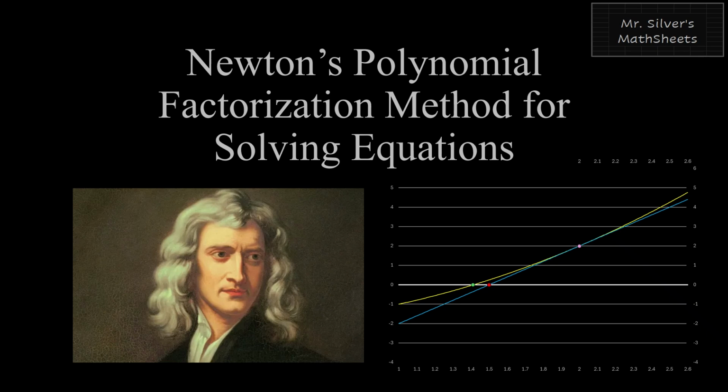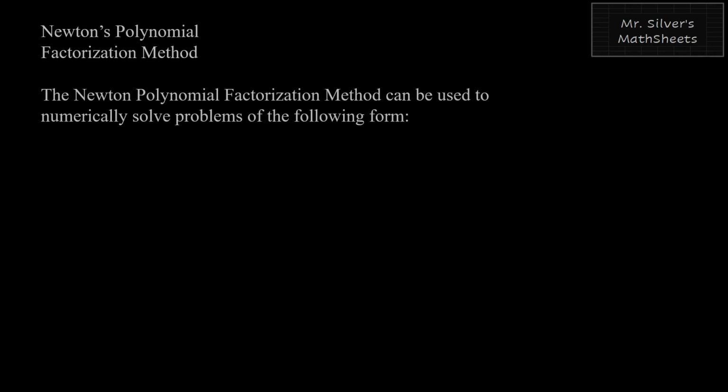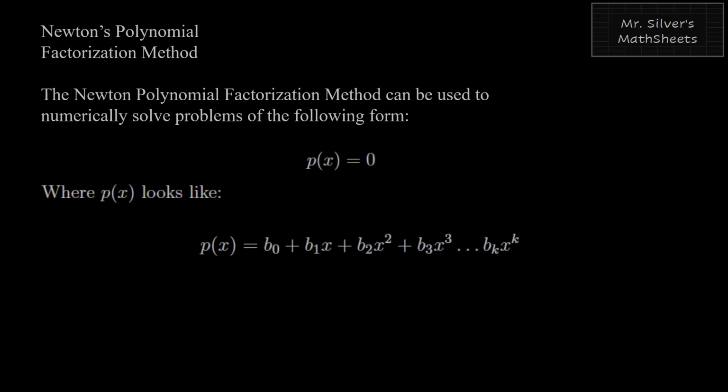Today we'll talk about a method for solving equations called the Newton polynomial factorization method. It can be used to solve problems of the following form: p of x equals 0, where p of x looks like a kth order polynomial.